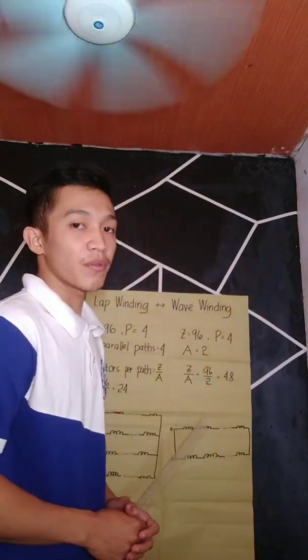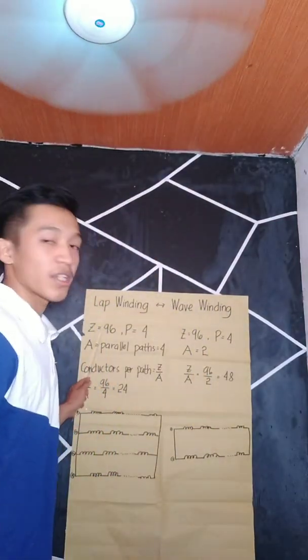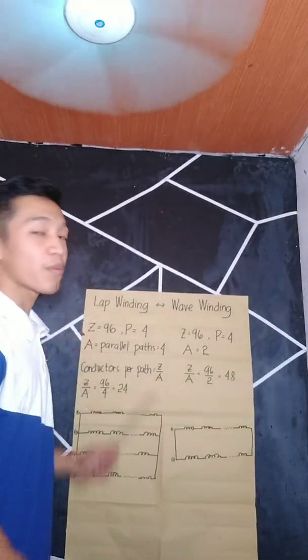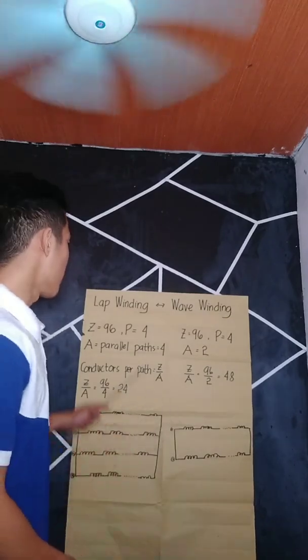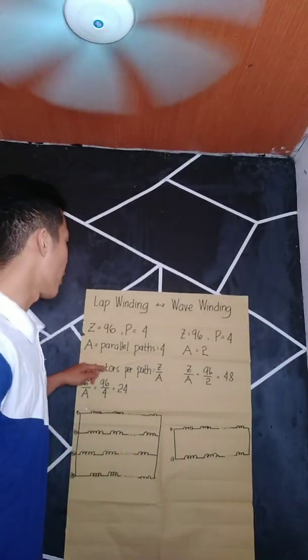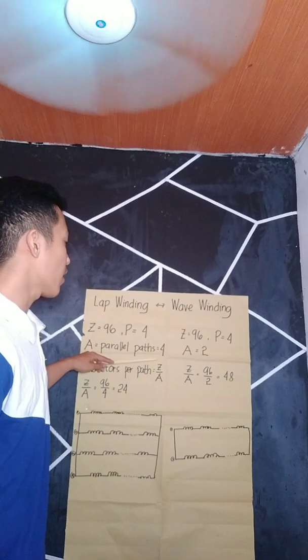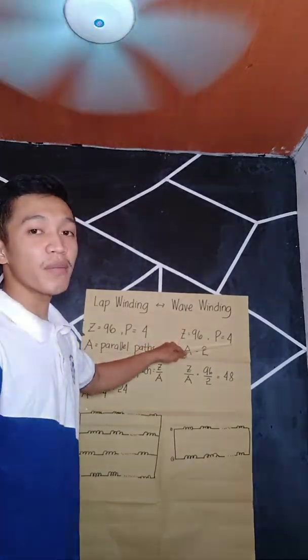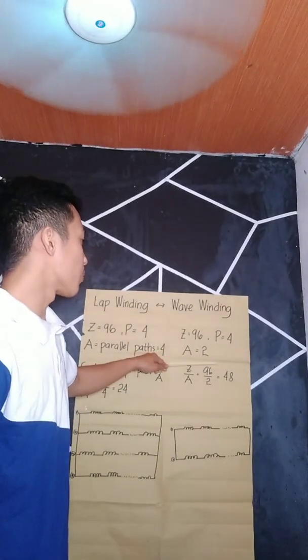So here, for example, we have 96 conductors and 4 poles. For lap winding, the number of parallel paths is equal to the number of poles. So we have 4 as the number of parallel paths. For wave winding, when we have 4 poles, then the number of parallel paths is 2.